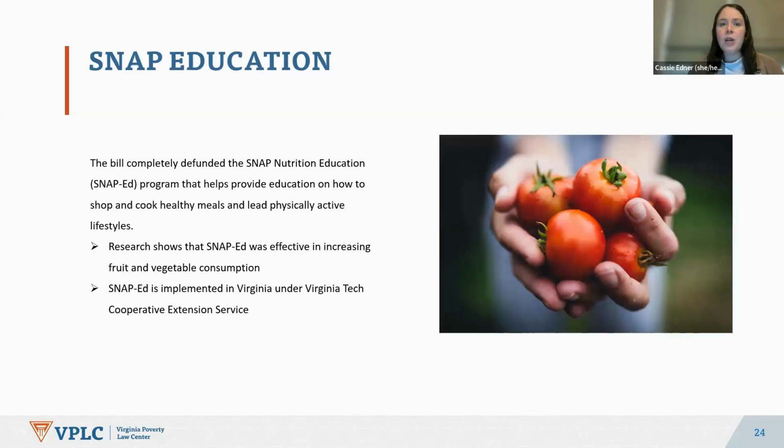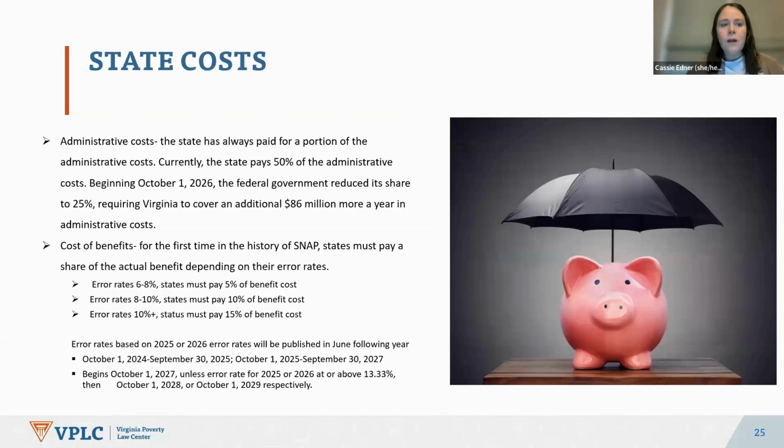SNAP education was completely eliminated. SNAP education provided education on how to shop and cook healthy meals and lead physically active lifestyles. It's a really important program, but because of time and everything else I have to get through, I will put this here. But Virginia Tech Cooperative Extension Services did a really great job with running the program.